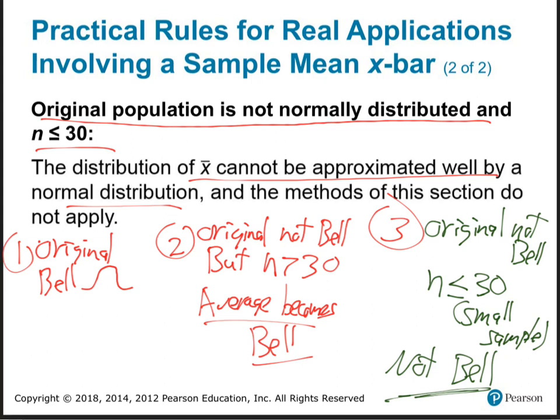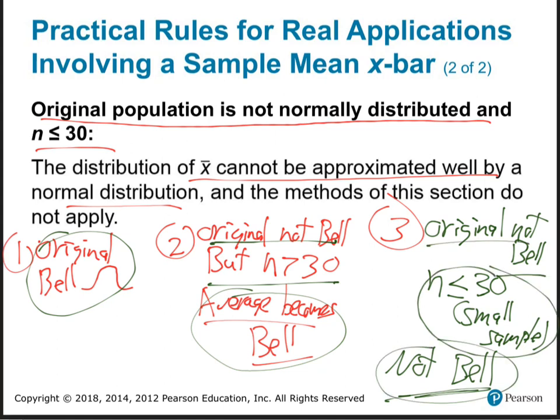So there's 3 cases. 2 of them allow you to use bell. If the original data itself is just straight out bell, then great. You don't even need to do anything about it. But if the original is not a bell and you use more than 30, you'll have a bell. If the original is not a bell, but you've got a small sample, then you're out of luck. Is that making sense? We're all into making sure we're dealing with bell-shaped data. So how do we guarantee bell-shaped data? Either the original set was bell-shaped, or if it wasn't, we're using samples more than 30. Then that'll force it to be bell-shaped.